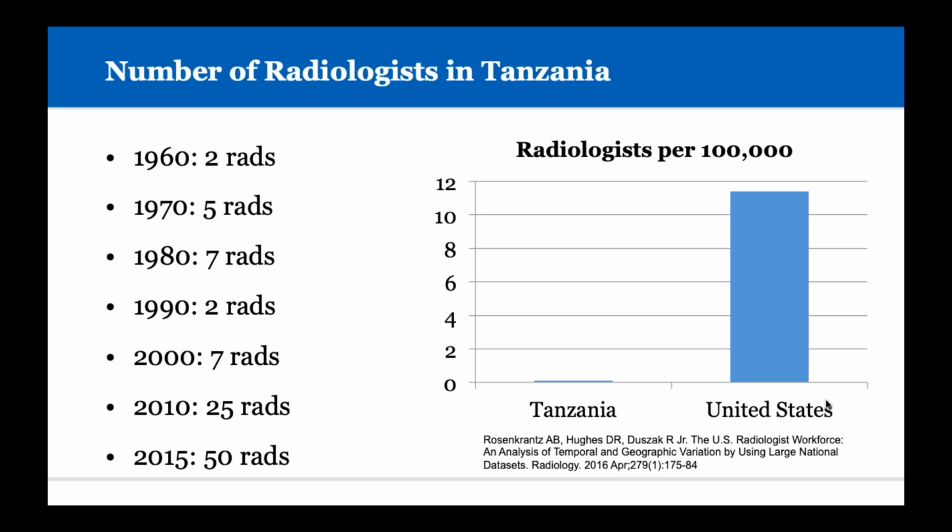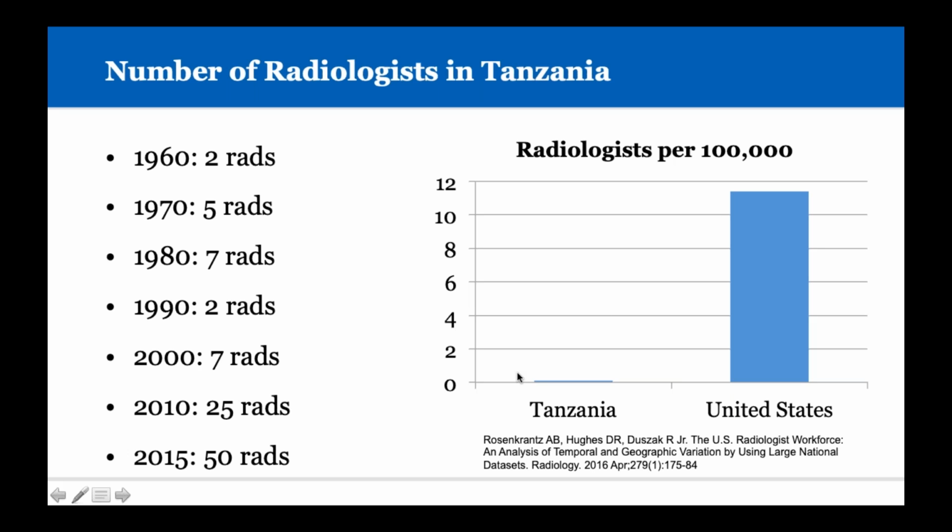And here you see the number of diagnostic radiologists in Tanzania. From 1960 to 2015, that number has increased, which is great. Right now you have about 50 radiologists for 50 million people. That means you have 1 radiologist per 1 million people. That's extremely low when you compare to the US, where we have about 100 radiologists per 1 million people. I didn't forget to put that bar here. It's just so small that you can hardly see it. That's 0.1 radiologists per 100,000 compared to almost 12 per 100,000 in the US.